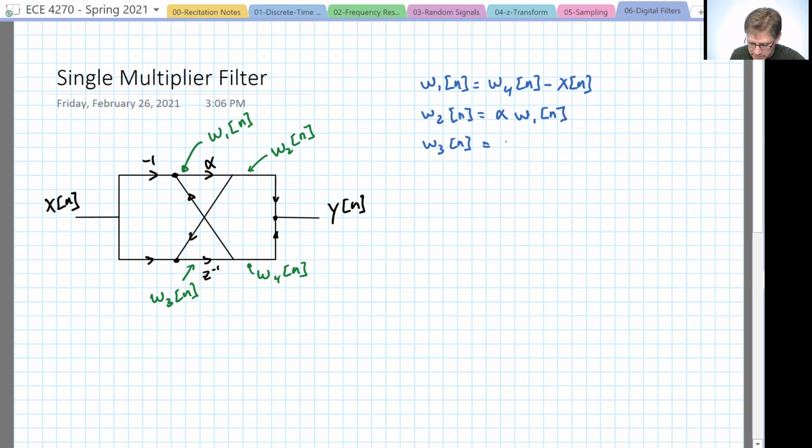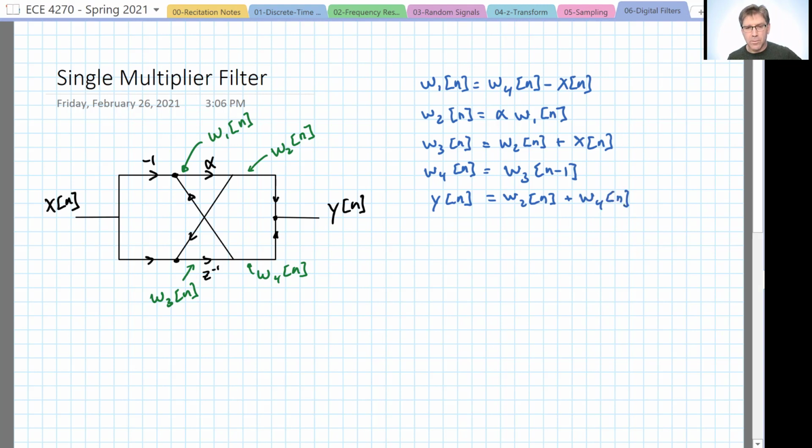So W3, let's see, that's going to be W2 of n, coming down on that diagonal channel, plus x of n. W4 is going to be W3 delayed, and our output would just be W2 plus W4.